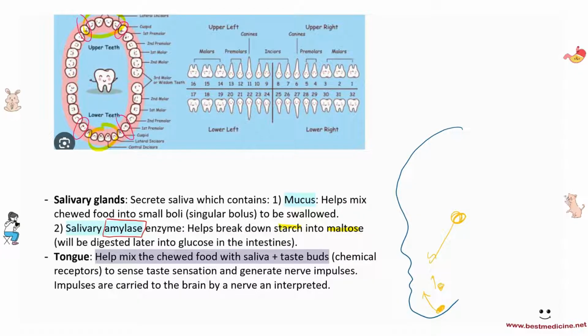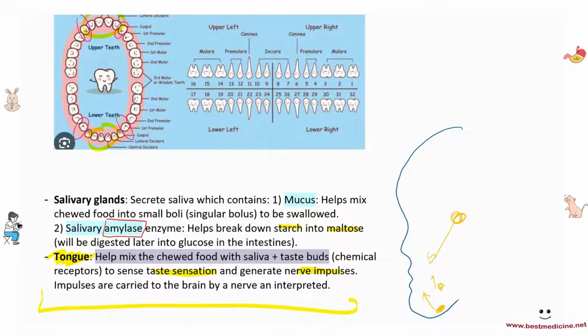And number 3, the organ that is present in the mouth is the tongue. The tongue will help mix the chewed food together with saliva. It also contains taste buds, which essentially are chemical receptors that detect the taste sensation and generate nerve impulses. Again, these impulses are carried to the brain to be interpreted by a sensory neuron, which is part of a nerve. More on this in its own chapter.